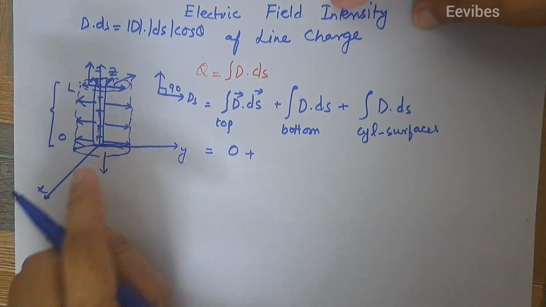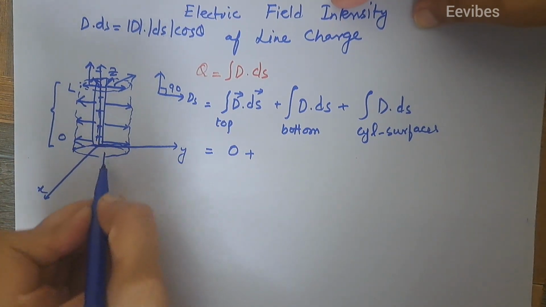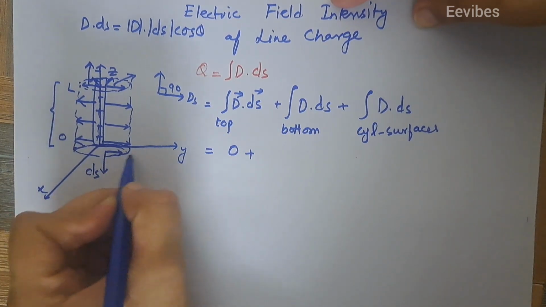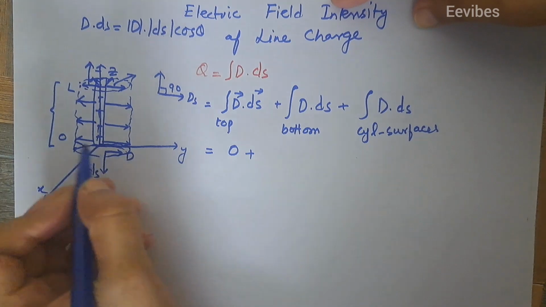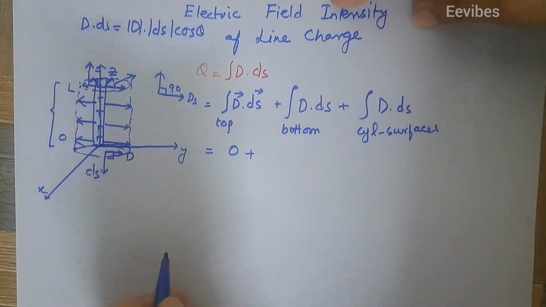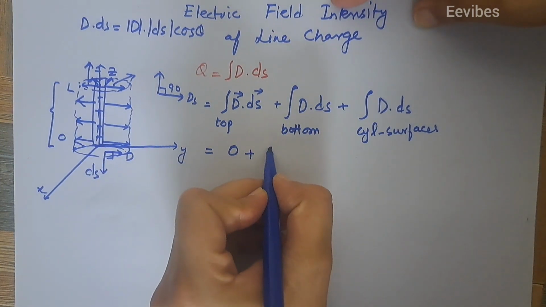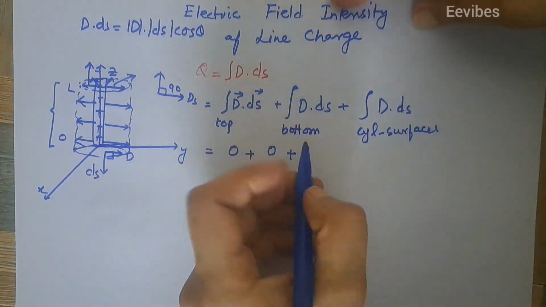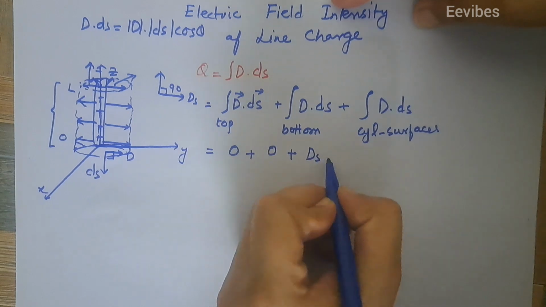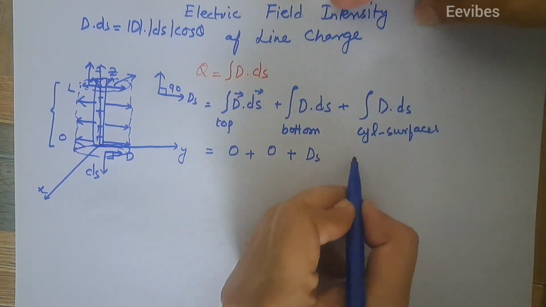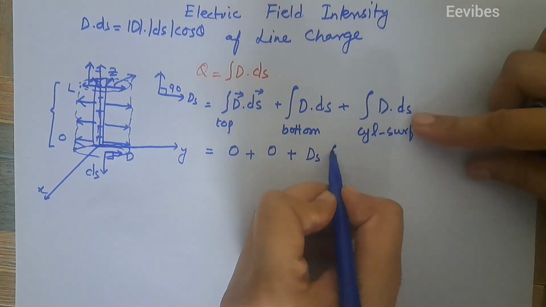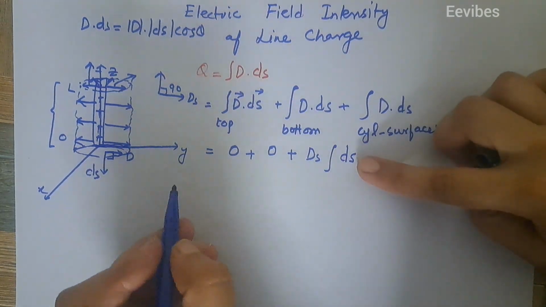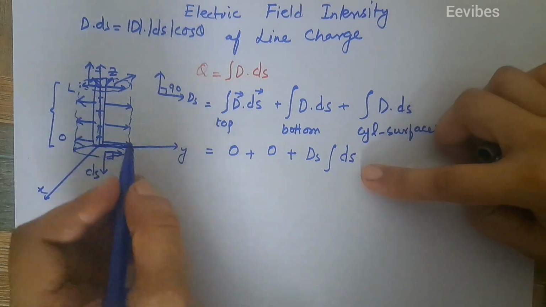If you look at the bottom, the same scenario is true, because dS is pointing downward. This is the direction of the dS surface area, while the flux density is pointing towards the radius, and the angle between them is again 90 degrees. This expression also reduces to 0, and the only thing left is D, which is constant, and we can take it out of the integration, and we will integrate only over the surface area. The next step is to determine the surface area.